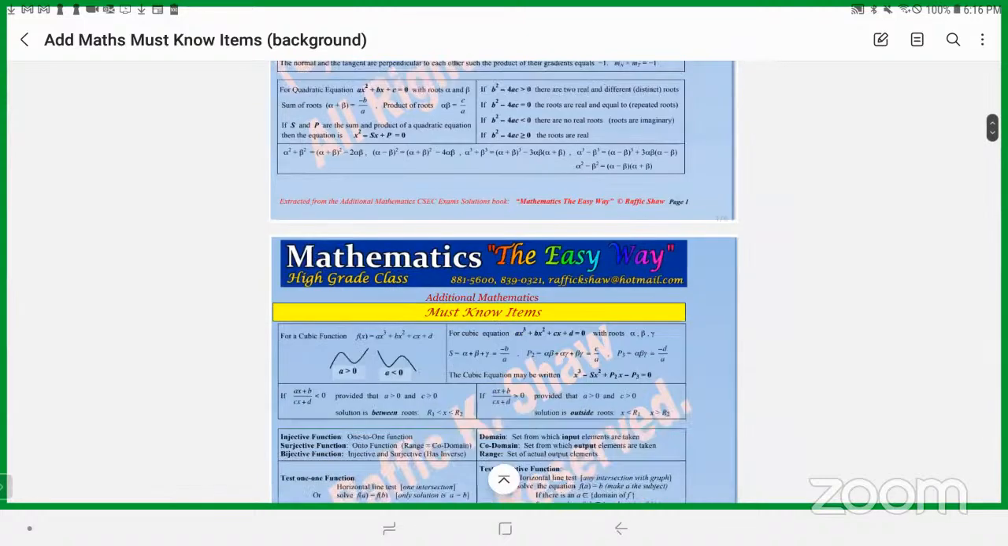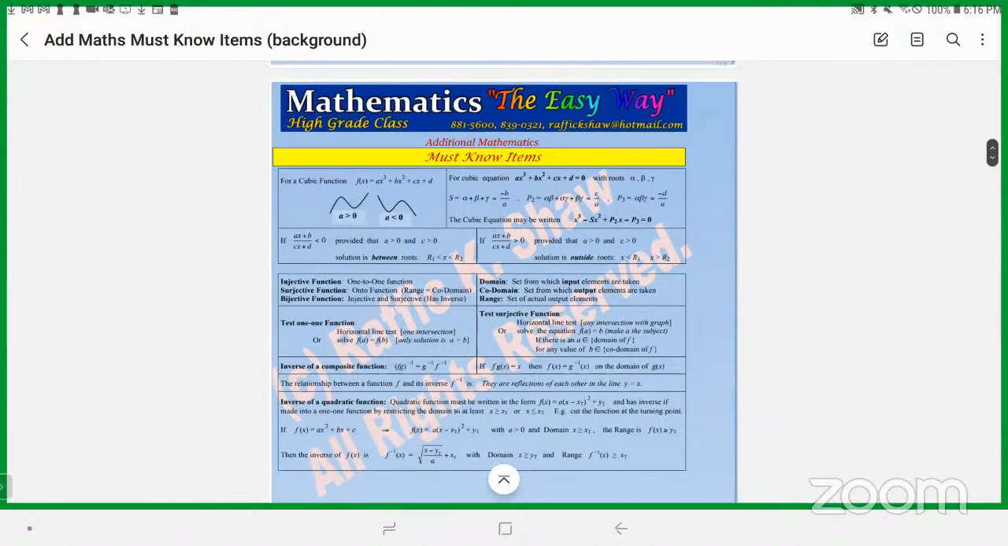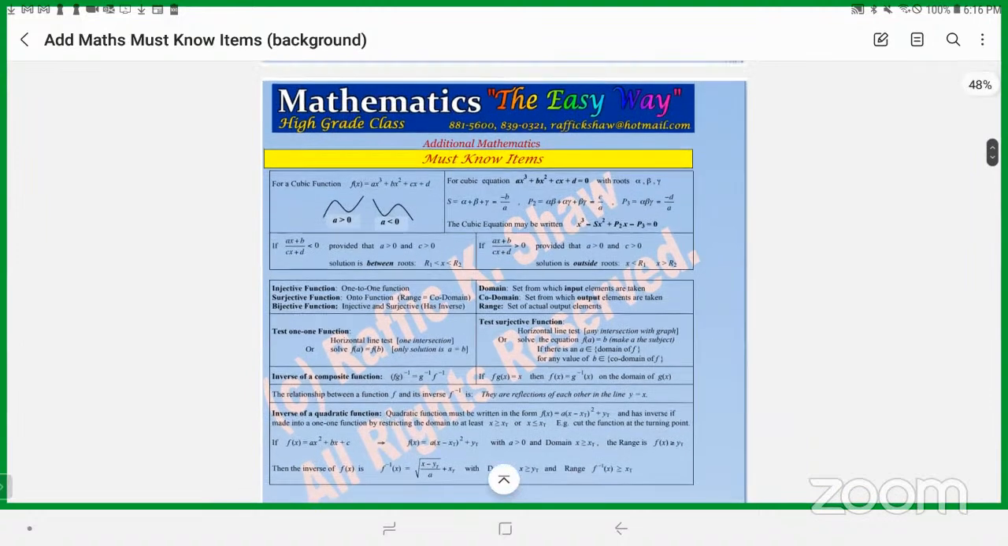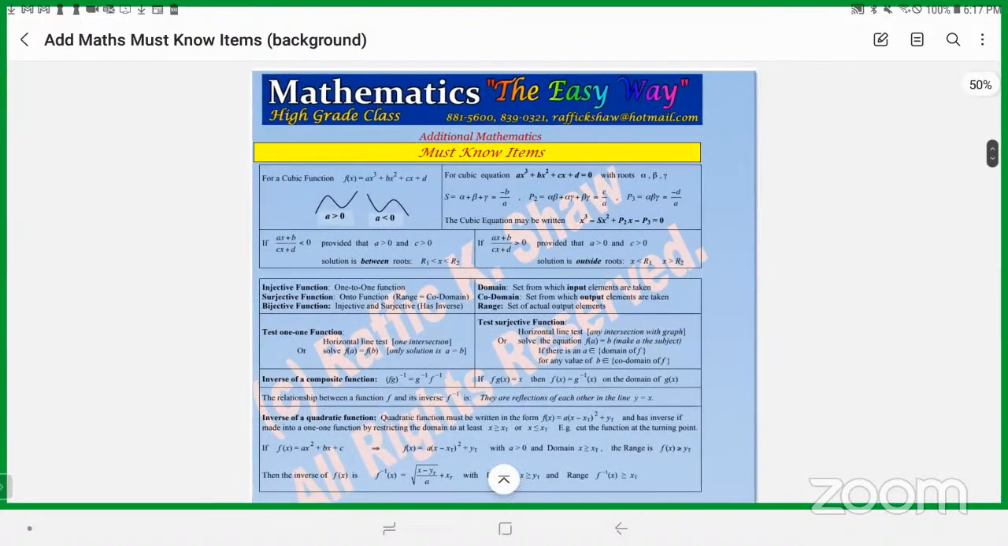This is page 2, items that you need to know. And you see functions on it, but function is no longer on the syllabus. So this was set up when functions was a part of the syllabus. So function is no longer a part of the syllabus.